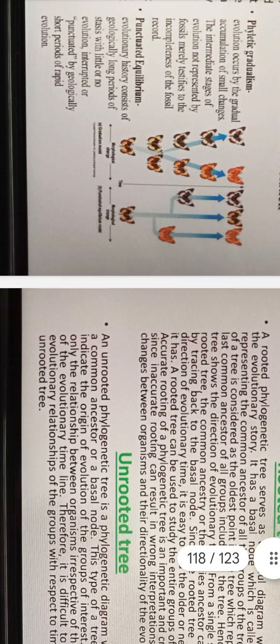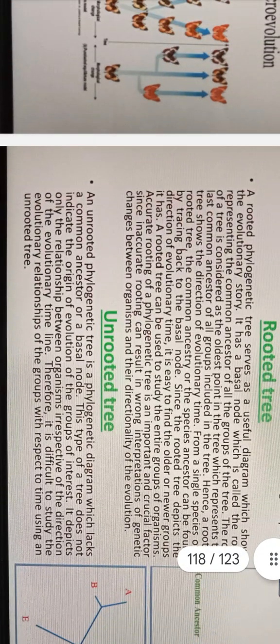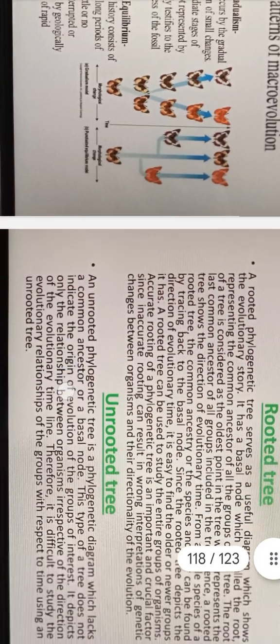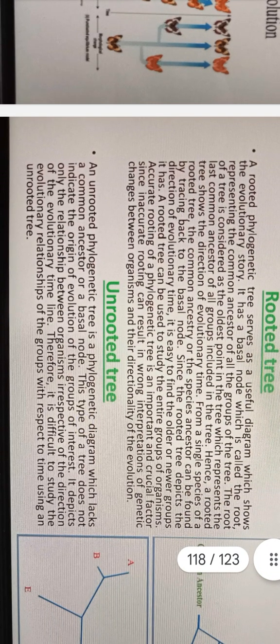Next is about the phylogenetic tree. What is a phylogenetic tree? There is a rooted tree and an unrooted tree. A rooted phylogenetic tree serves as a useful diagram which shows the evolutionary story. It has a basal node called the root, representing the common ancestor of all the groups of the tree. The root is considered to be the oldest point in the tree, which represents the last common ancestor to all the groups included in the tree.